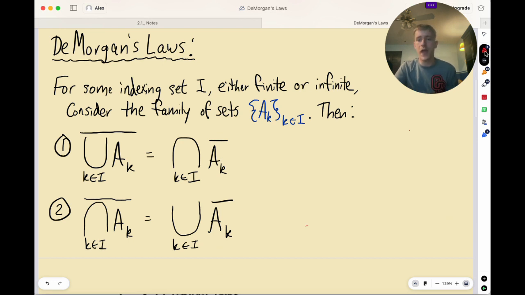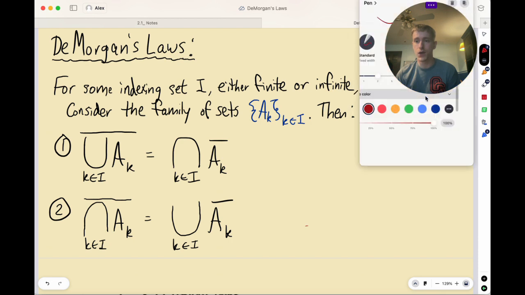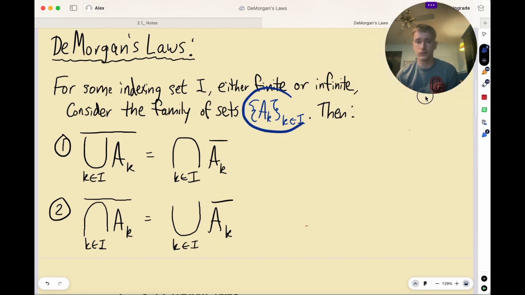So the way that we denote that, because I can't very well just say A1 union A2 union A3 union A4 union, and I can't just keep doing that forever, instead of 1, 2, 3, 4, we just put all of those numbers in a different set called the indexing set. For some indexing set I, which is either finite or countably infinite, consider the family of sets A sub k, where k is in I. Note that this just means A1, A2, A3, and possibly so on forever.